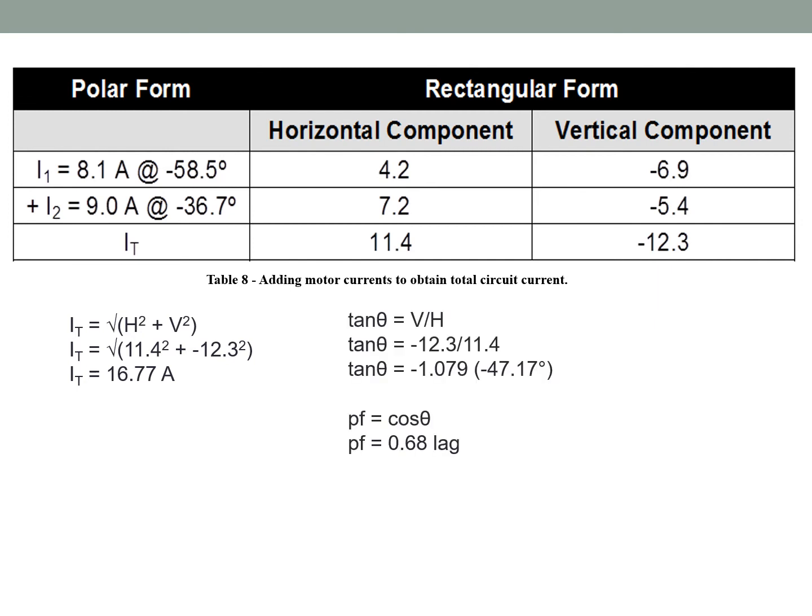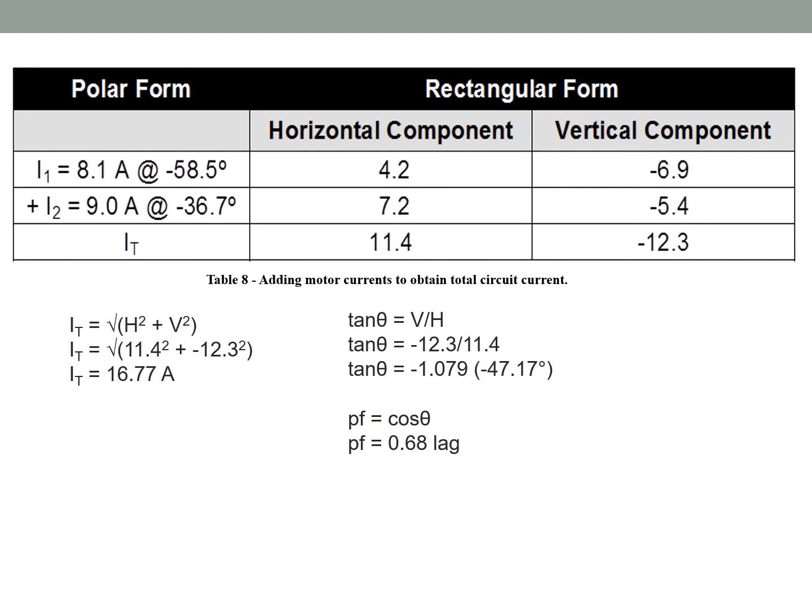Now that I know what my total current is going to be, I can focus on the angle for my total circuit as well. I use my tan formula for this, being opposite over adjacent. My opposite value is my vertical component. My adjacent value is my horizontal component. So negative 12.3 divided by 11.4 gives me a value of negative 1.079.